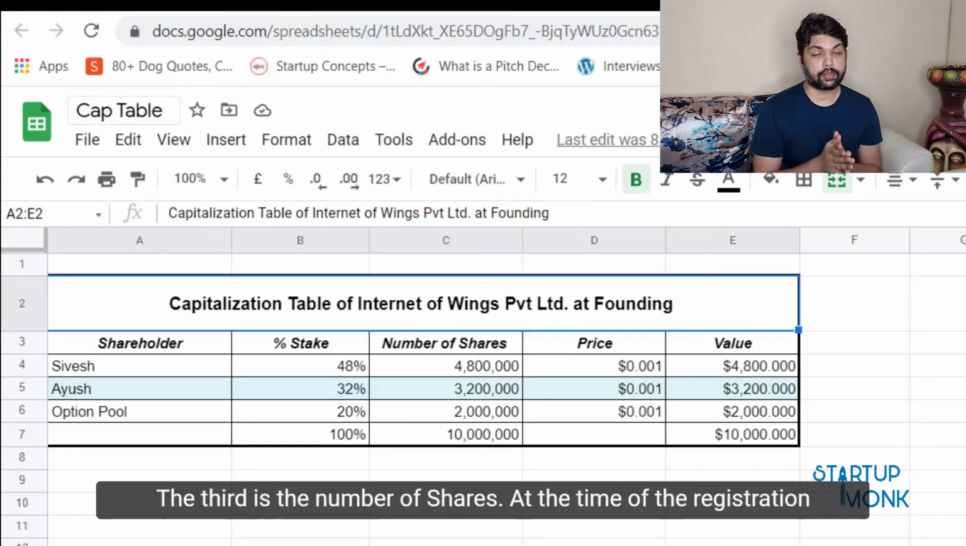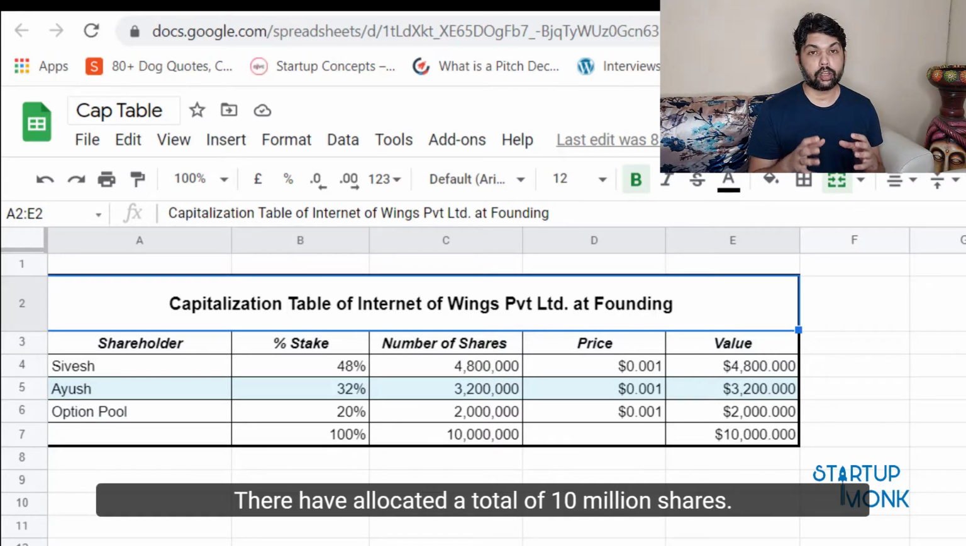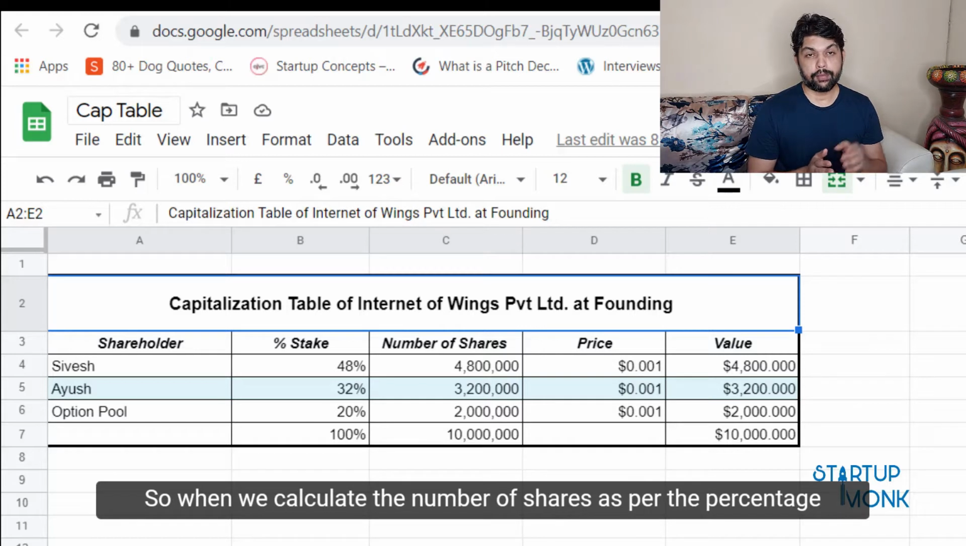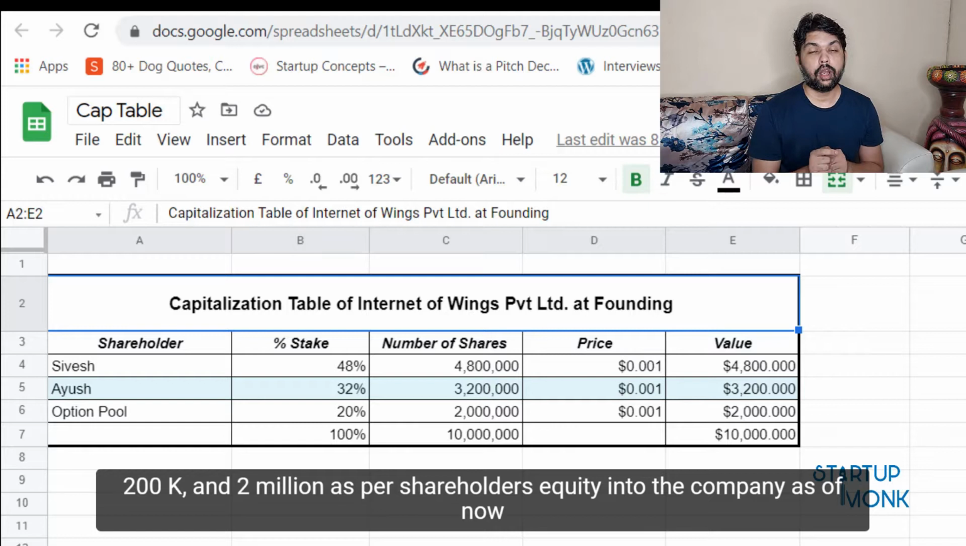The third is the number of shares. At the time of the registration of the company, they have allocated a total of 10 million shares. So when we calculate the number of shares as per the percentage of each shareholder, it comes out to be 4,800,000, 3,200,000 and 2 million as per the shareholders' equity in the company as of now.